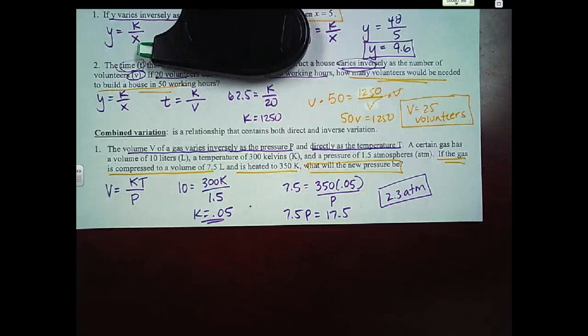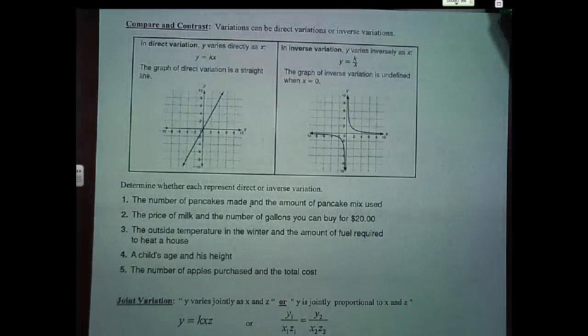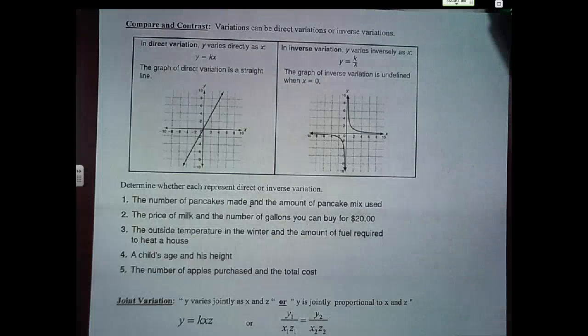Ready to go with that? Okay, flip it over to the back. Here's just a picture of what we already talked about. Okay? Look at the first one, this one right here.